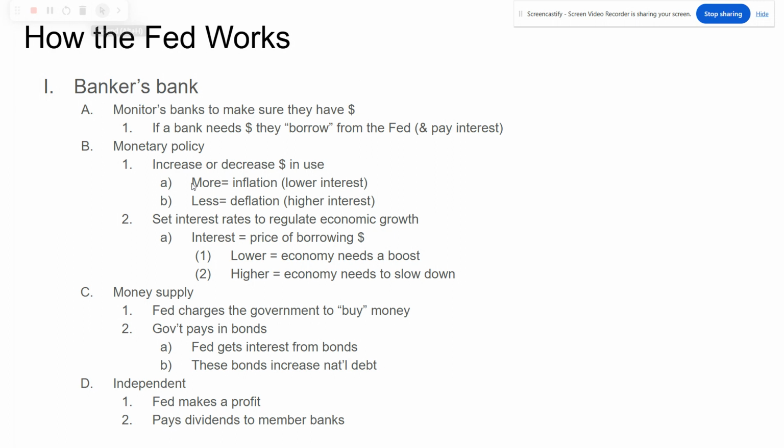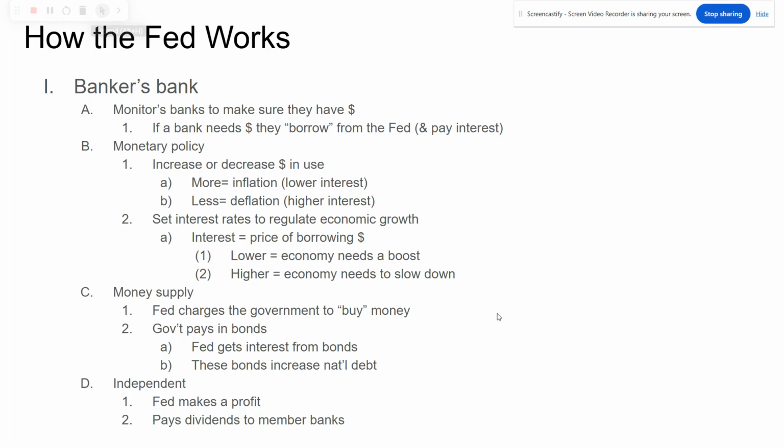So, to stimulate the economy, they increase the amount of money available. The amount of money available goes up, interest rates go down. To slow down the economy, or if they're concerned that people are spending money stupid, they reduce the amount of money available, and they raise interest rates. Interest rates go up to slow down, they go down to stimulate. Interest is simply the price of borrowing money, whether that's a bank borrowing money from the Fed or us borrowing money from a bank.